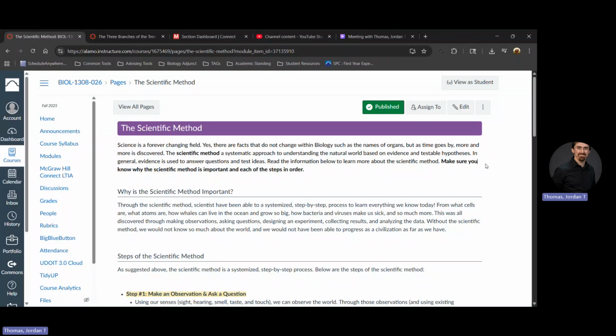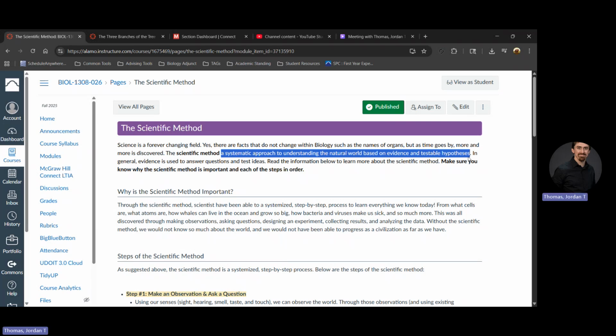So now that we've gone over taxonomy, both the domains and the kingdoms, we are going to shift gears. The last part of chapter one that we need to go over is what's called the scientific method. The scientific method is a systematic approach to understanding the natural world, based on evidence and testable hypotheses. We're going to go over what hypotheses are in a second. What you need to know about the scientific method is this is how we understand the world around us. What happened, what's going on, what's the explanation for the events around us.